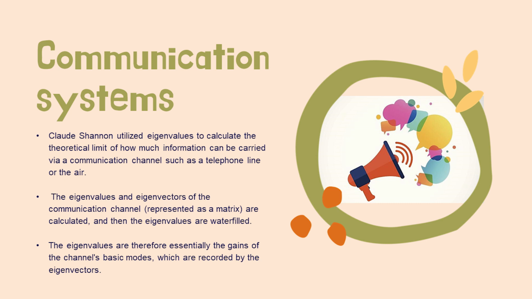The eigenvalues and eigenvectors of the communication channel, represented as a matrix, are calculated, and then the eigenvalues are water-filled. The eigenvalues are therefore essentially the gains of the channel's basic modes, which are recorded by the eigenvectors. Do you know how messages can be mixed up and misinterpreted?